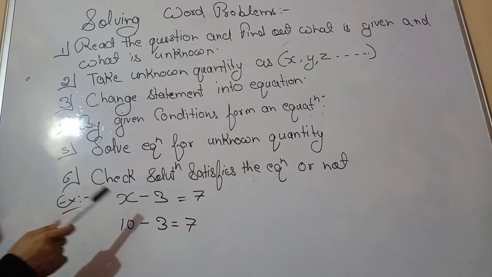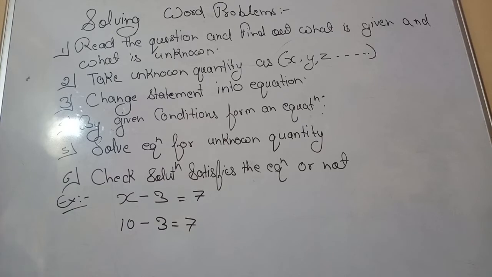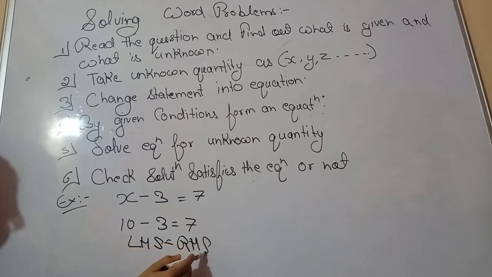Now check whether it satisfies the equation or not. Suppose I have taken x equals 10. So 10 minus 3 gives us 7. This side is called LHS and that side is called RHS. So LHS is equal to RHS. It means whatever solution we have obtained for the given equation is correct. LHS means left hand side and RHS means right hand side.